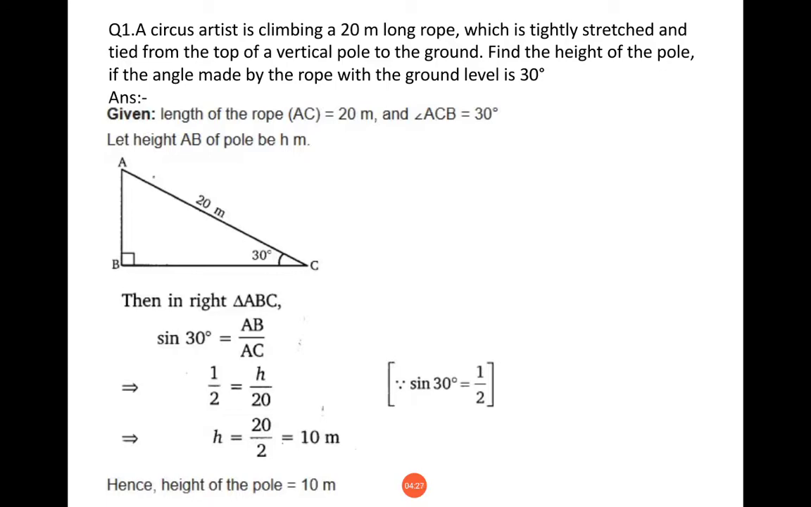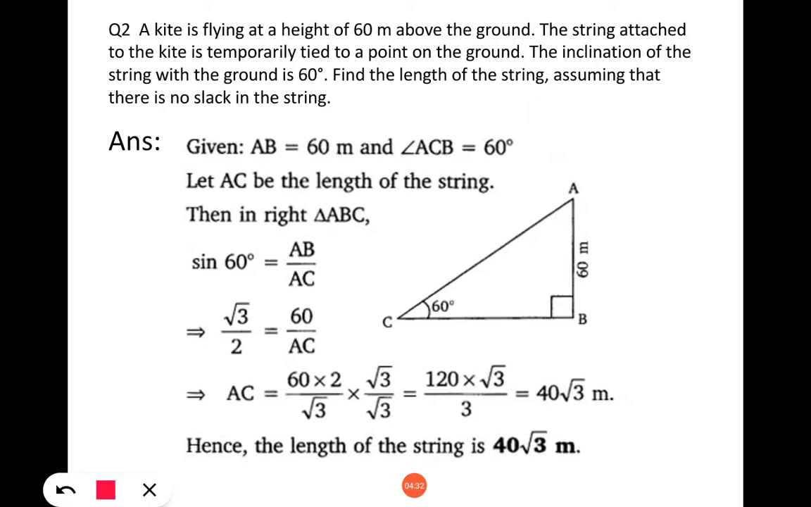So students, let us take another problem, question number 2. In this question, a kite is flying at a height of 60 meter above the ground. The string attached, this is kite and this is string. The string attached to the kite is temporarily tied to a point on the ground. The inclination of the string to the ground is 60°, means angle of elevation is 60°. Find the length of the string assuming that there is no slack in the string. So we have to find AC here.